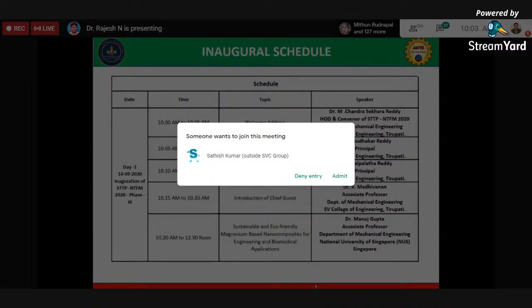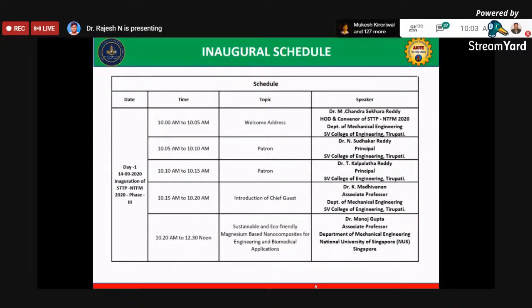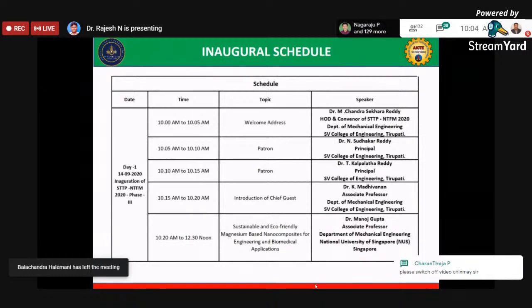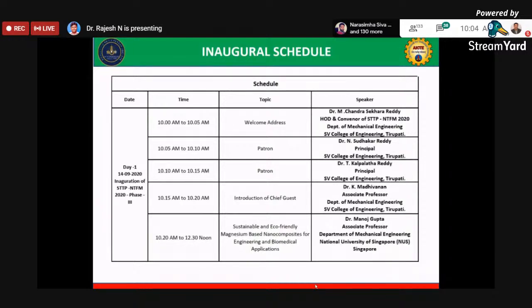The main objective of this third phase short-term training program is to provide an opportunity for faculty to interact with the leading researchers in nanotechnology. This STTP includes invited talks from experts in related areas from reputed institutions. It is our tradition to start any program with a prayer song. I request our student Haripriya for invocation.